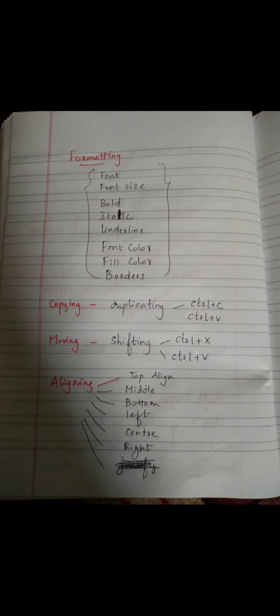There are different alignment options: top align, middle align, bottom align, left align, center align, right align. So be careful while writing the icon names, because you should be familiar with the icons. Open WPS software on your phone and look at all the alignment icons.